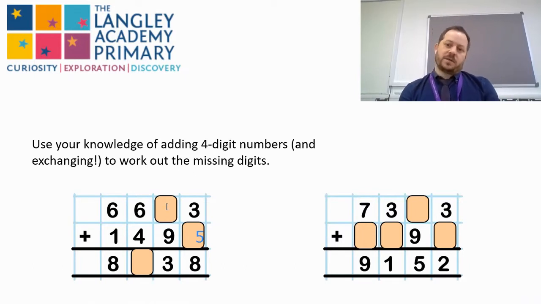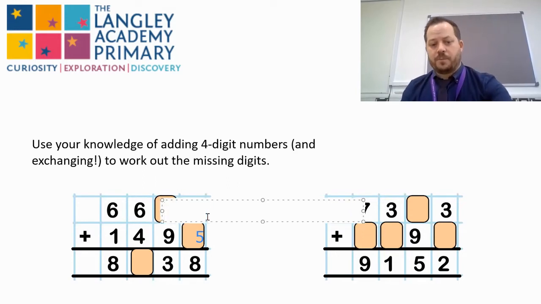Then we're moving on to our next column. We've got something plus 9 equals 3. Now there's nothing we can add on to 9 to make 3 because we're going down. So we must be going up, actually it's not 3 that we're making, it's going to be 13. So what do I add on to 9 to make 13? Add on 4.